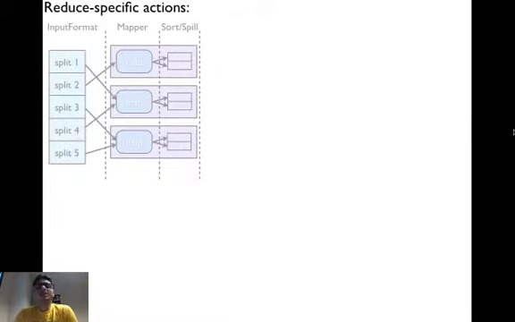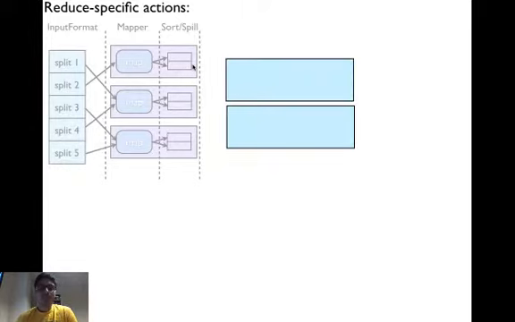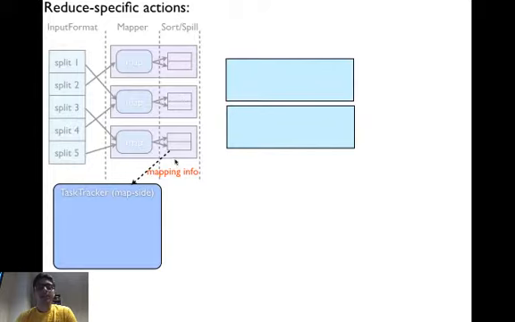Let's look at reduce specific actions. Since in our example we have two partitions here, therefore we have two reducers. Whenever these partitions are created, the map task sends the mapping information to the task tracker on its node.